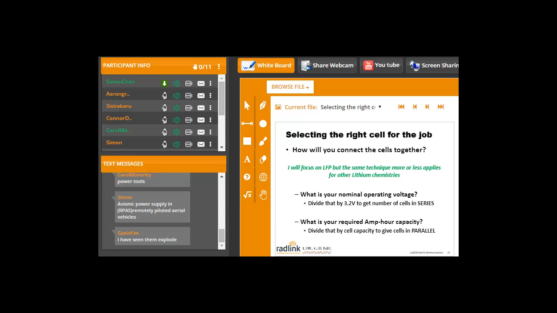Selecting the right cell for the job is very important. The first question you need to ask is, how will you connect all your cells together? The next question you need to ask yourself is, what is the nominal operating voltage? Because that tells you how many cells you need to put in series to achieve your nominal operating voltage. And then the next question to ask is, what's the required amp hour capacity? What is the total number of amps you need to deliver multiplied by the number of minutes or hours that it needs to run? And then you have to work out how many cells you need to put in parallel.